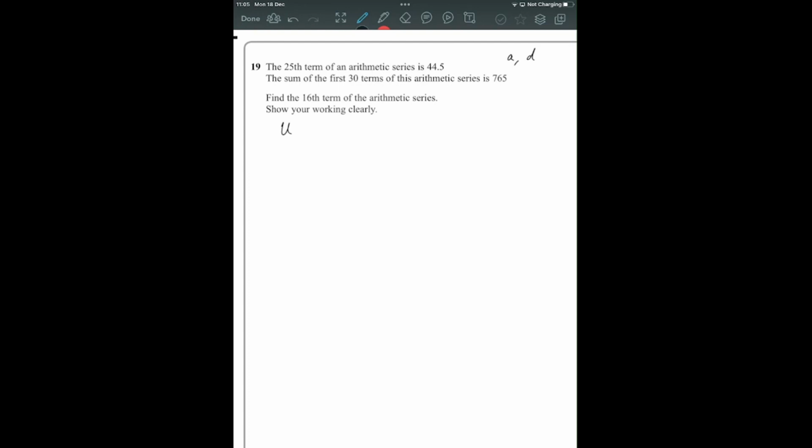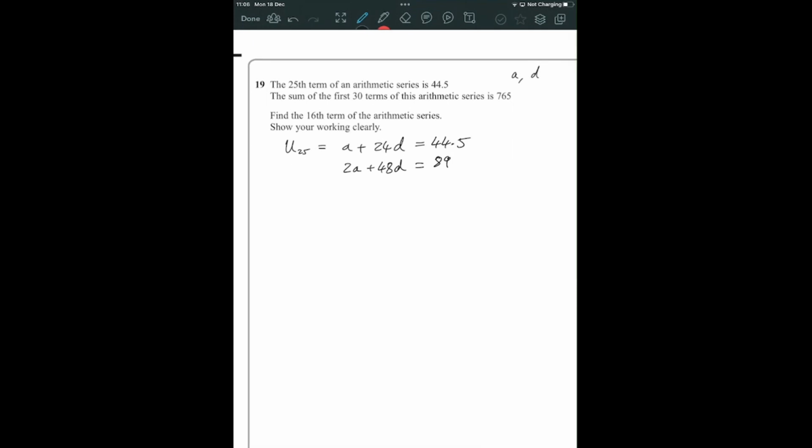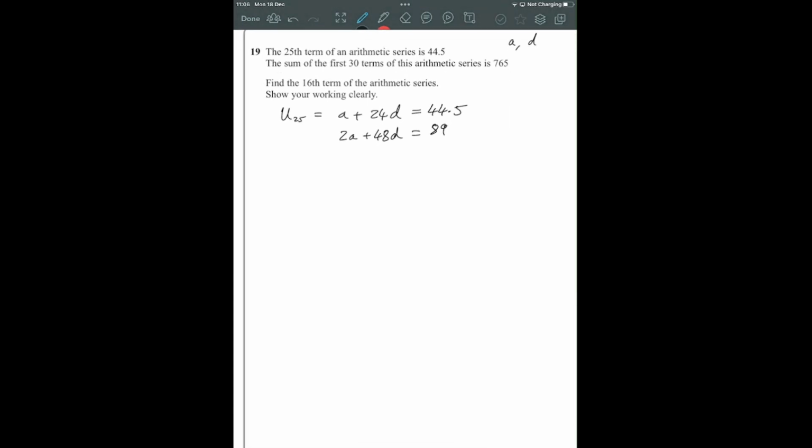The 25th term. You need to remember this formula: a plus n minus 1 d. Of course, the 24 is from the 25 minus 1. Is equal to 44.5. Now, I don't like decimals if I can help it, so I'm going to double that equation already. That's going to be 89. Because I know I'm going to have to do some simultaneous equations to this in a moment, I might as well try and make my life easy.